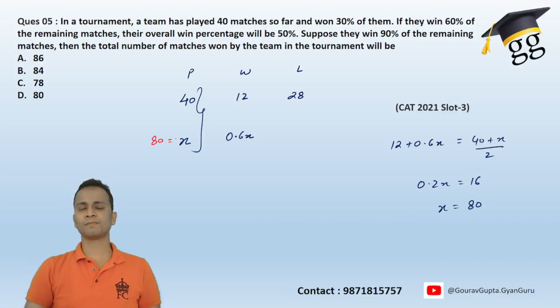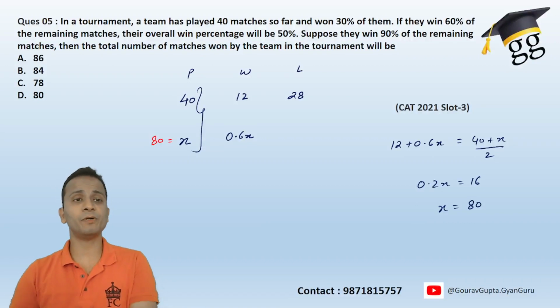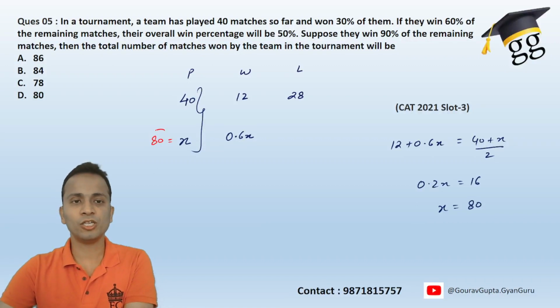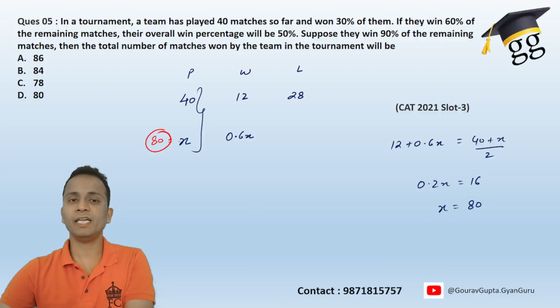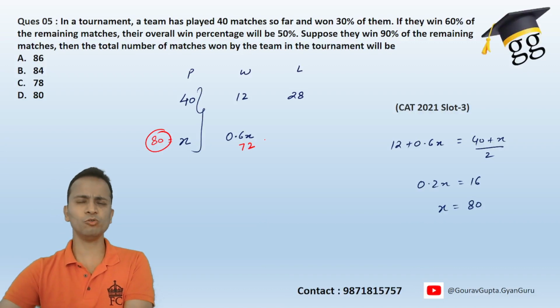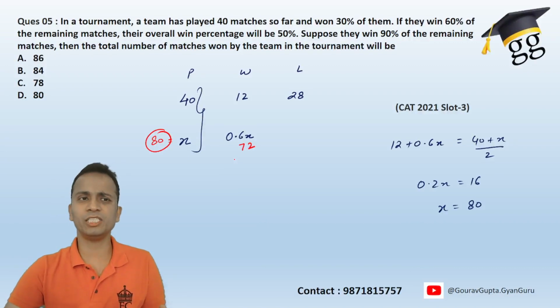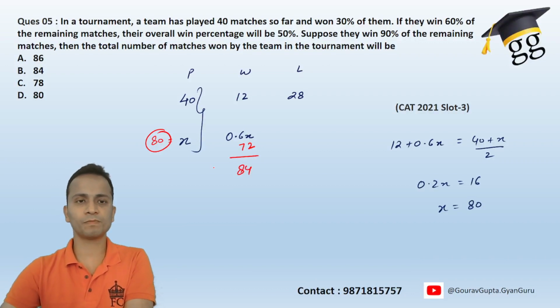Right? Okay. Now the question statement, suppose they win 90% of the remaining matches. Suppose they are winning 90% of these 80 matches. So what is 90% of 80? It is 72. These calculations should be done orally. Okay. So how many total wins? 72 plus 12, 84. And total number of matches played is 120.